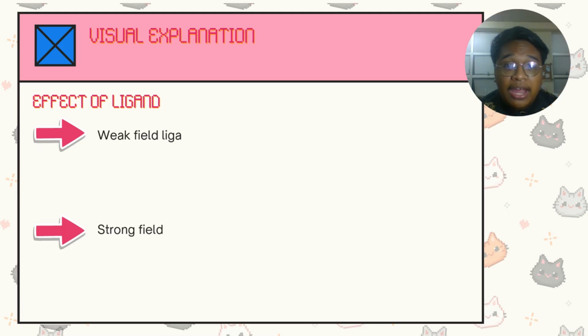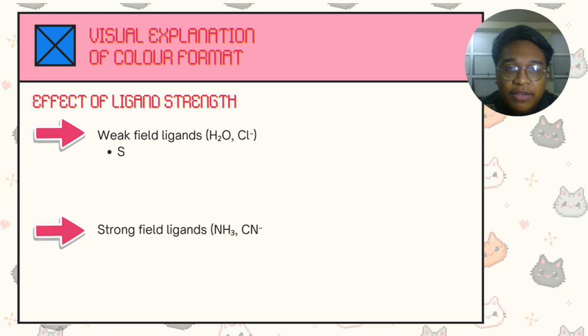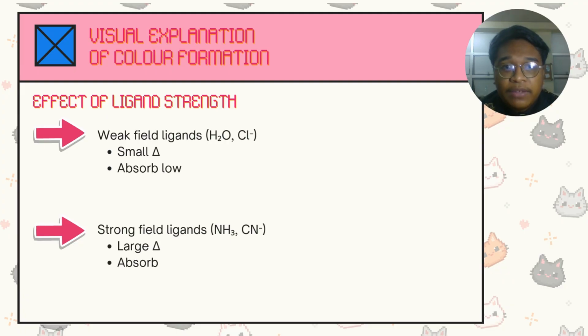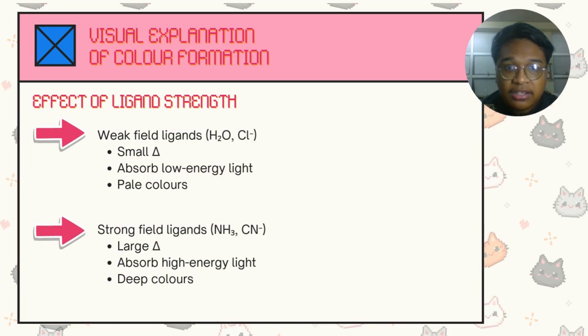Ligand strength plays an important role in determining the value of delta. Weak field ligands such as water or chloride cause small splitting, resulting in pale colors. Strong field ligands such as ammonia or cyanide cause large splitting, which leads to deeper and more intense color.